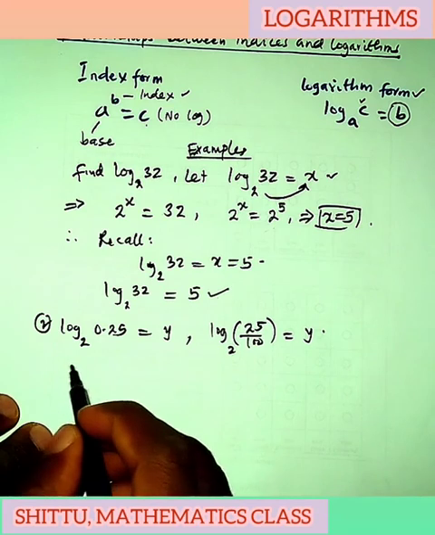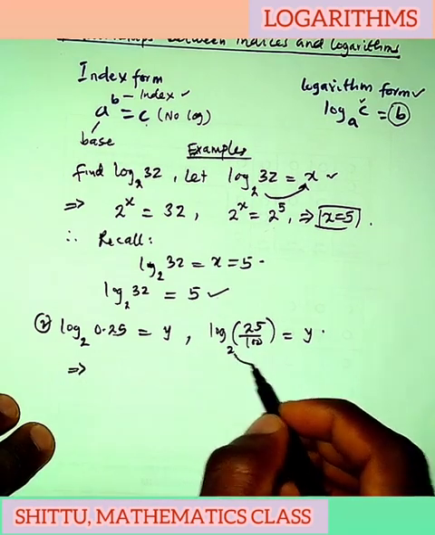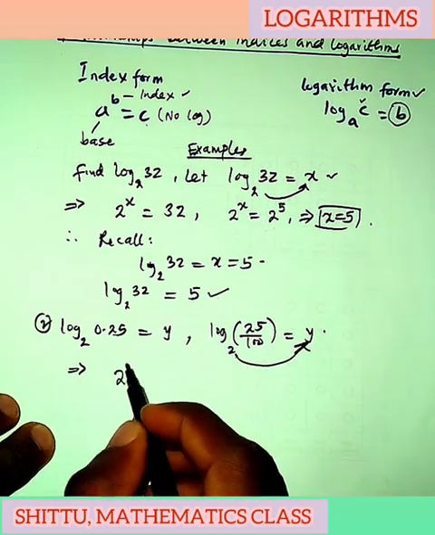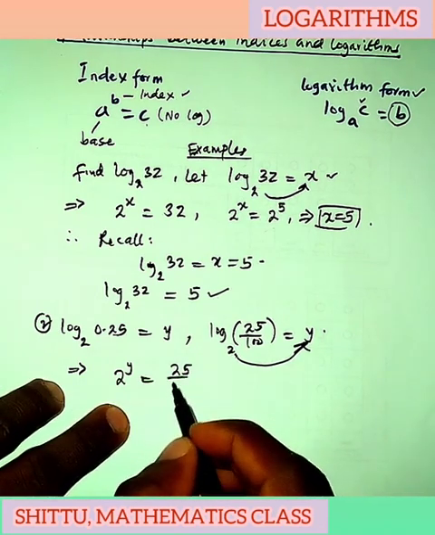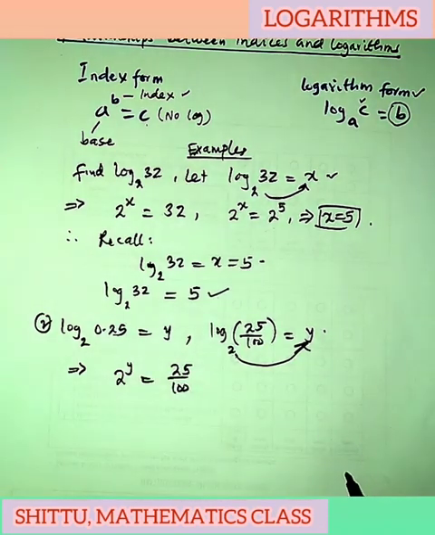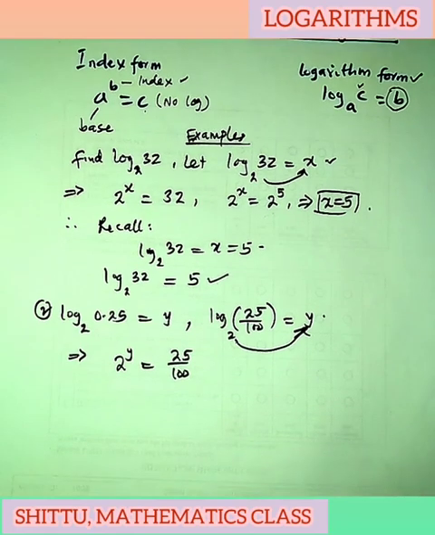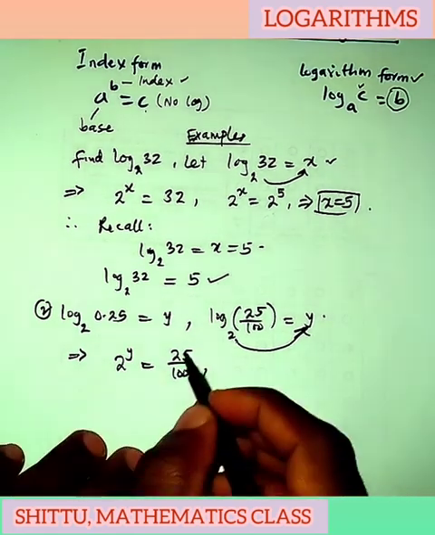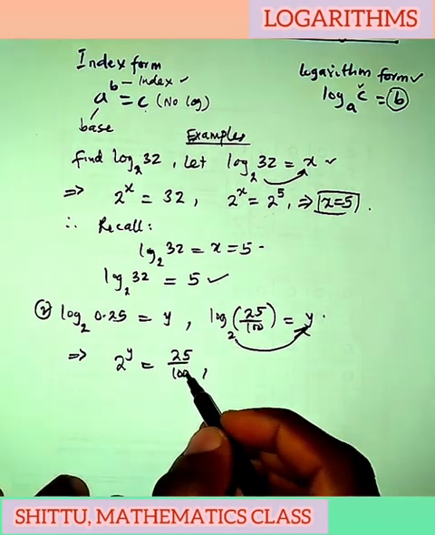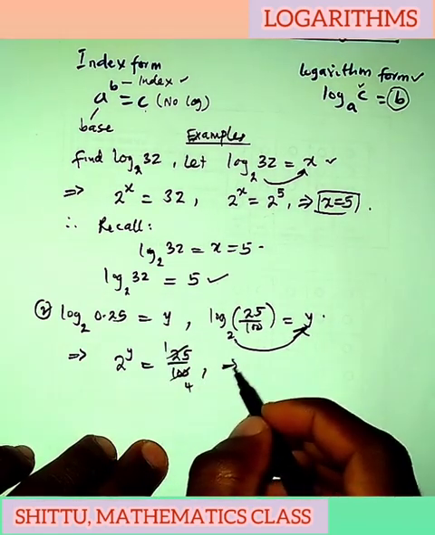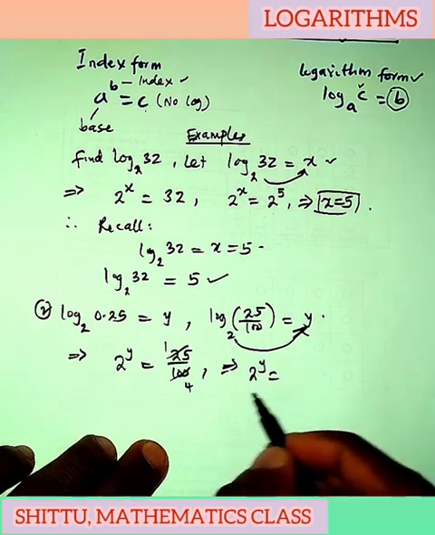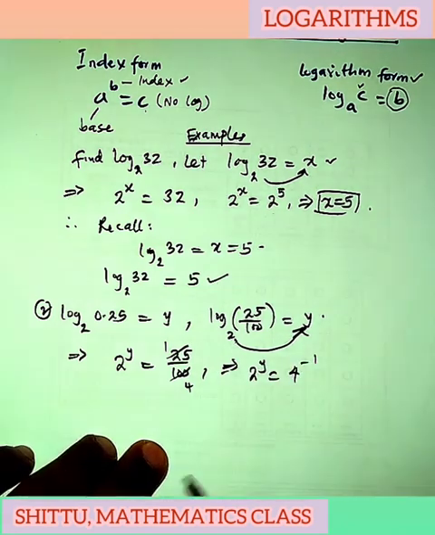The same thing we did, we are going to have 2 to power y. Writing this in fraction form is going to be 25 over 100. Are you following? From there, the next thing we do is reduce this to its lowest form. 25 into 25 is 1, 25 into 100 is 4. So we have 2 to power y equals 4 to power minus 1.